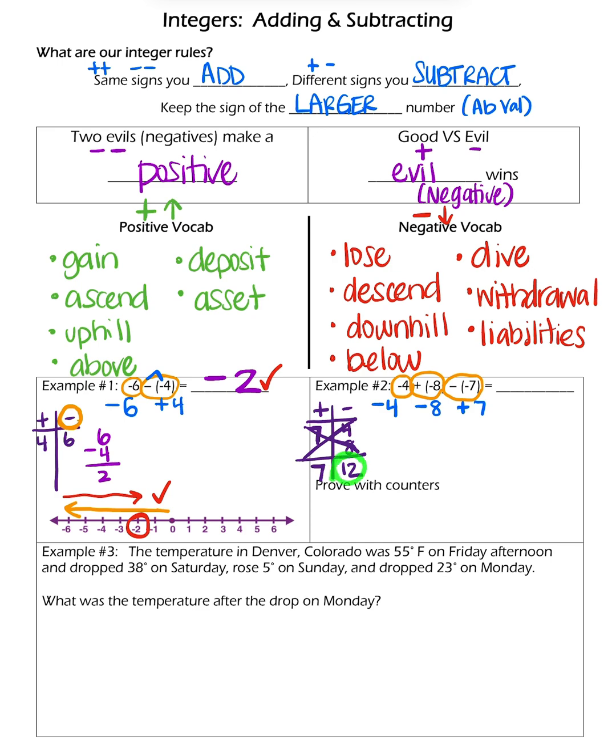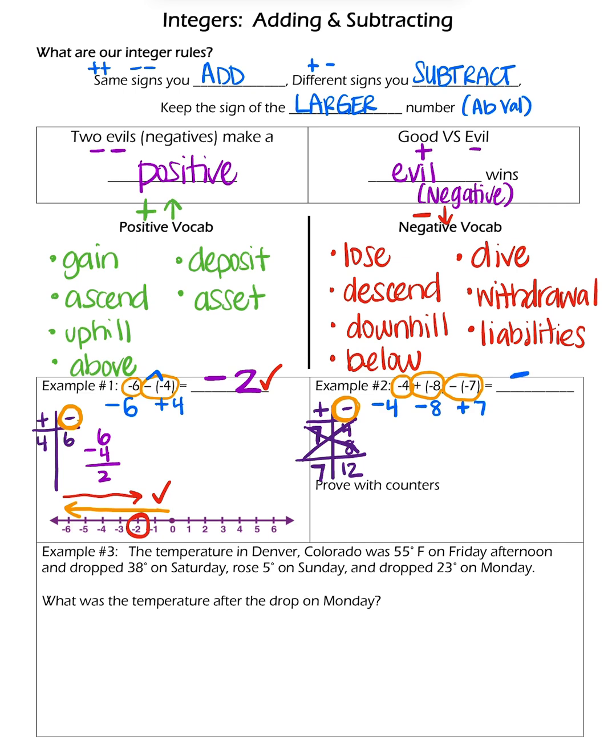Well, definitely 12 is larger, and so I am going to use the negative team as my winning symbol. So I know whatever I get, I'm going to come over here and put a big old negative sign on my answer.